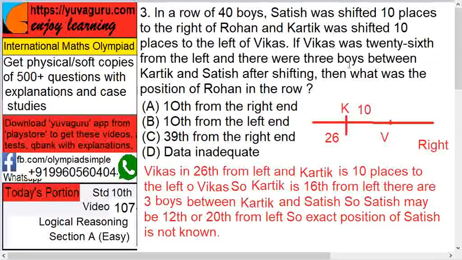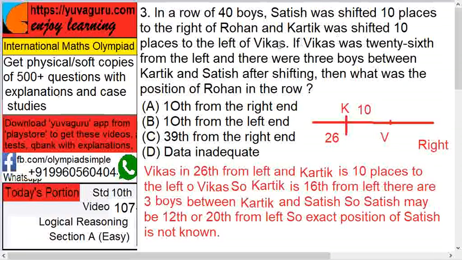Don't get jumbled up, okay? Always remember here one basic thing. Satish was shifted 10 places to the right of Rohan. Means if you want the position of Satish, then you will have to know the position of Rohan, or vice versa also. Means if you want the position of Rohan, you need to have a position of Satish, right? Both are dependent. If any one of them is not fixed, the other one cannot be found, right? Okay. So now move ahead.